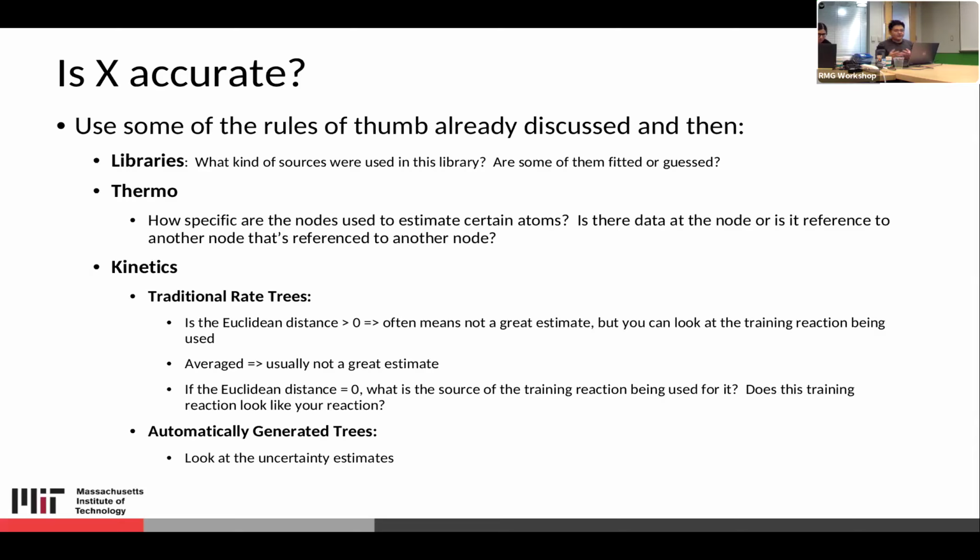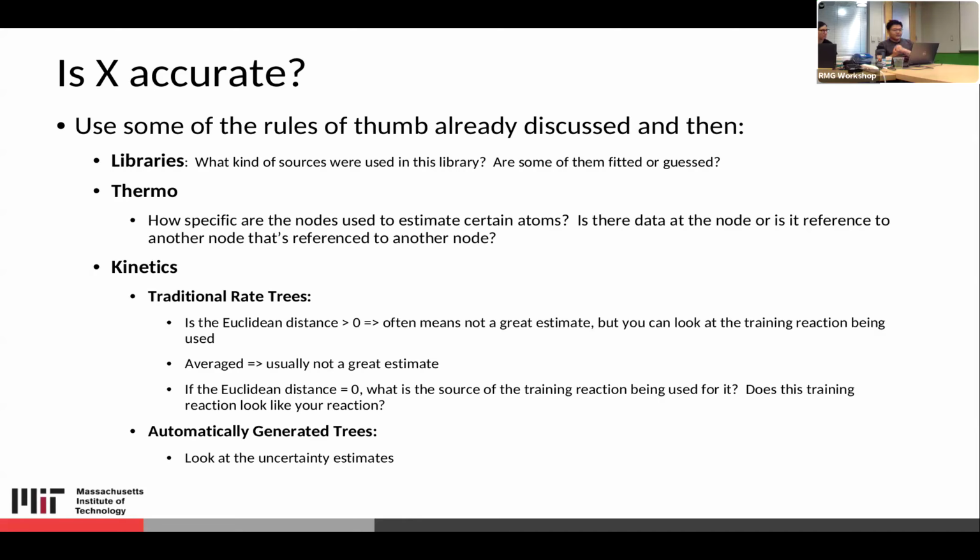Sorry, it's the rules of thumb that we discussed previously, and some of the thoughts here. When you're looking at libraries, you might want to consider what kind of sources were used, or some of them fitted or guessed, and especially if you're looking between experimental and quantum chemical data, for example, and the level of theory. For thermo, you want to know how specific the nodes are used to estimate certain atoms, and if there's data at that node, or if there's reference to certain nodes up throughout the tree, and so you're really looking at an estimate of an average.